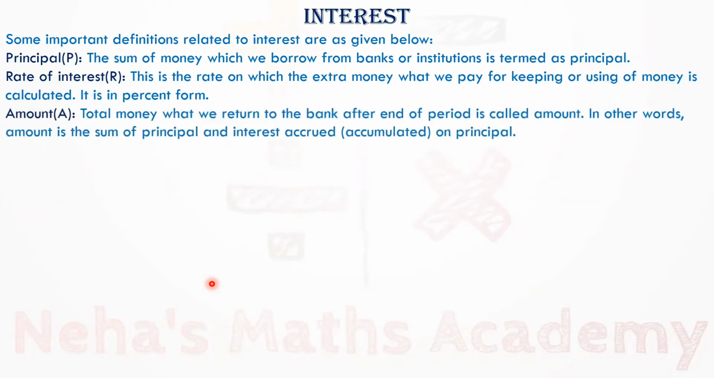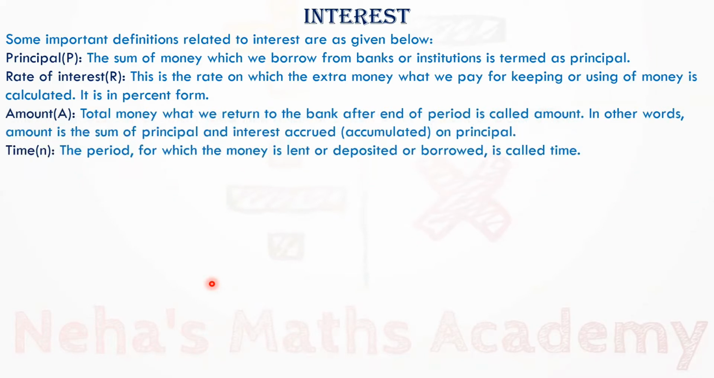Amount, capital A. Total money, what we return to the bank after end of period, is called amount. In other words, amount is the sum of principal and interest accrued on the principal. Time N. The period for which the money is lent or deposited or borrowed is called time. So these are the important concepts which are used in finding interest.